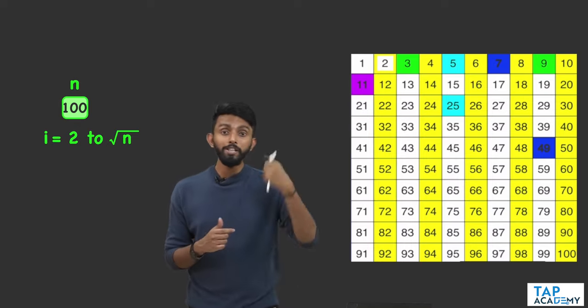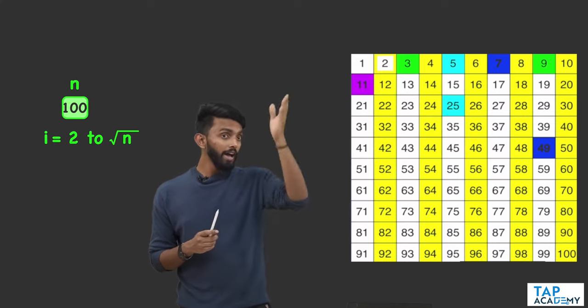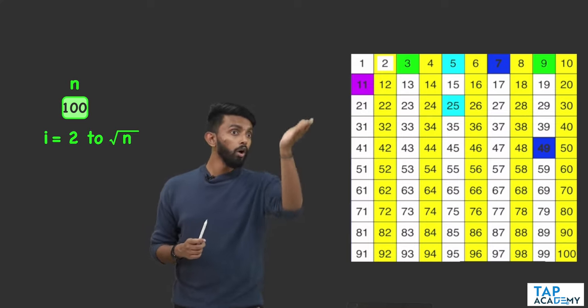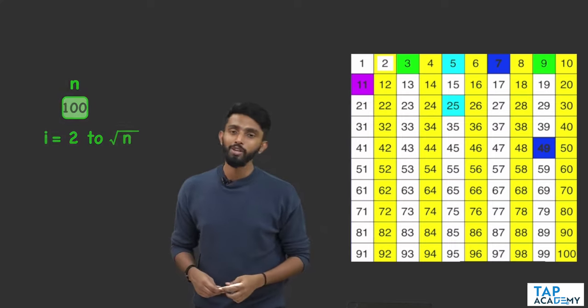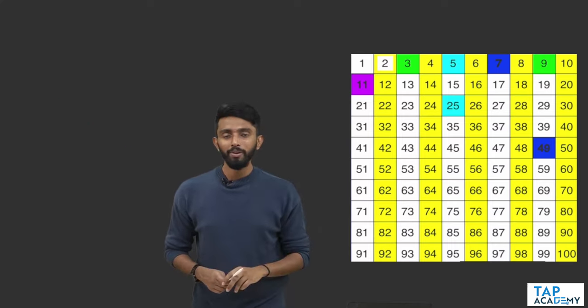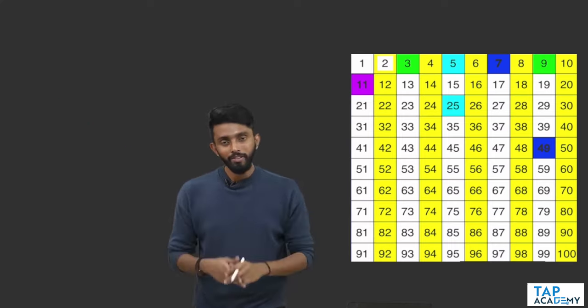Inner loop you optimized, outer loop you optimized, wherein I, which was going till 100, now only will go till root n. My God, that's a huge change. I hope all of you understood. Now, shall we go make this change in the code?